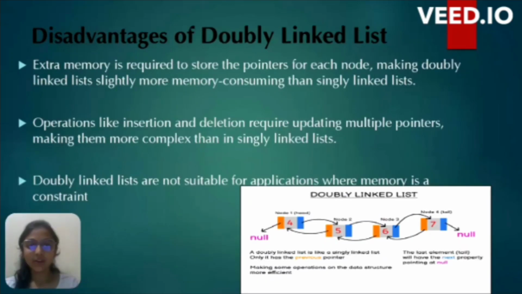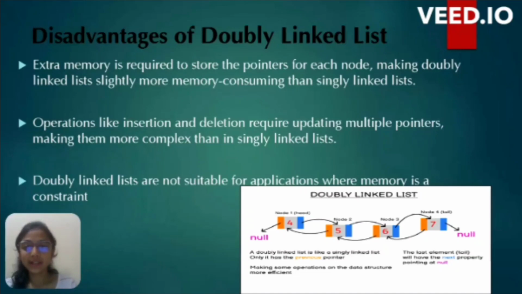Disadvantages of double linked list. Extra memory is required to store the pointers for each node, making a double linked list slightly more memory consuming than a single linked list. Operations like insertion and deletion require updating multiple pointers, making them more complex than in a single linked list. Double linked lists are not suitable for applications where memory is a constraint. It requires more memory to store the extra pointers.